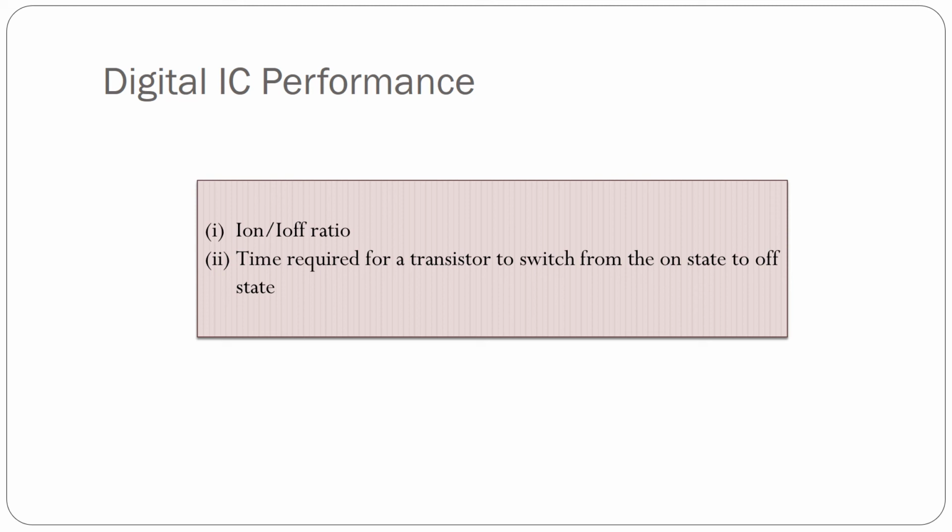And you know what is the effect of power dissipation? It will increase the temperature in the area. As a result, reliability issues will also come, and your battery will also discharge quickly. So it is not good for low power devices which are battery operated. That is why the ION by IOFF ratio should be maintained. It should not be reduced with technology scaling. That is one requirement. So you need a MOSFET structure in which the ION by IOFF ratio remains constant, or at least does not decrease. The other is the time required for a transistor to switch from on state to off state. These two things are important for digital IC performance.